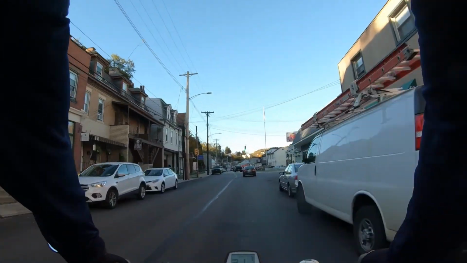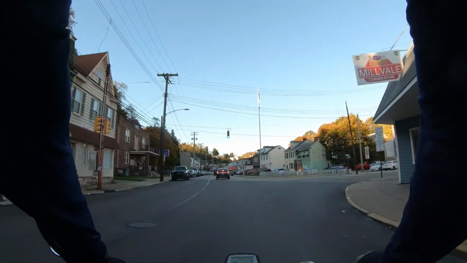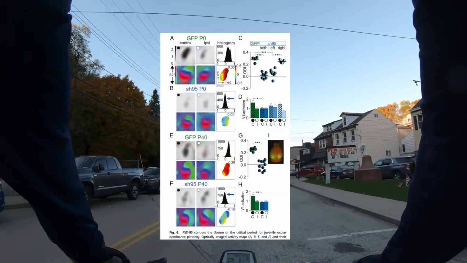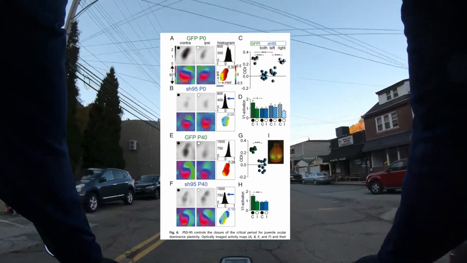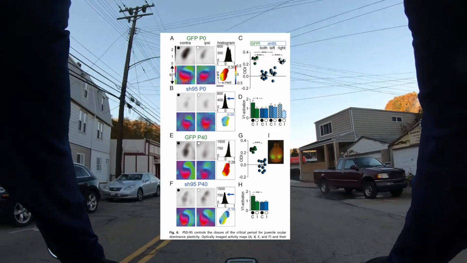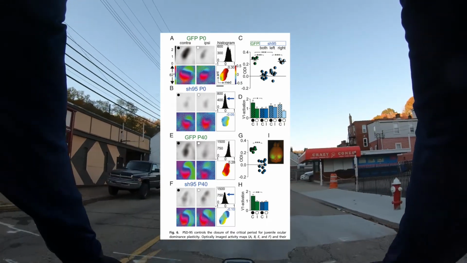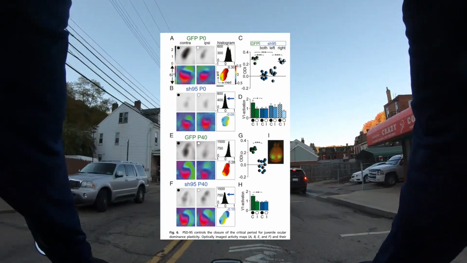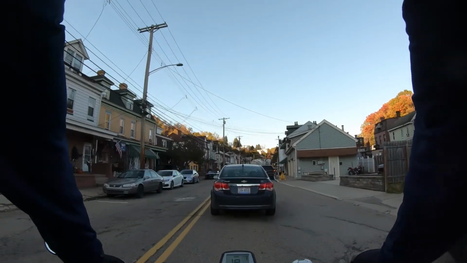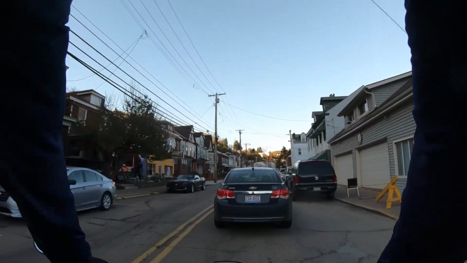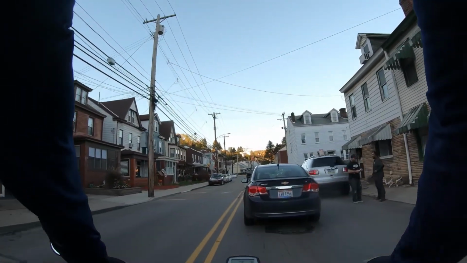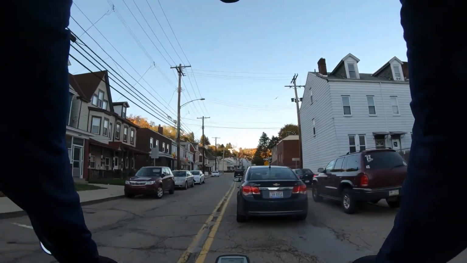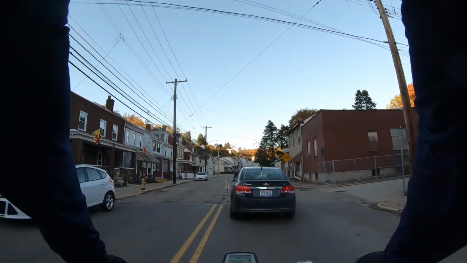So if it works in slices, then the obvious thing in figure 6 would be to try and see if they do this virus treatment to a wild type animal at an adult age, can they reopen ocular dominance plasticity? And so that's what they try to do, and they are able to reopen.